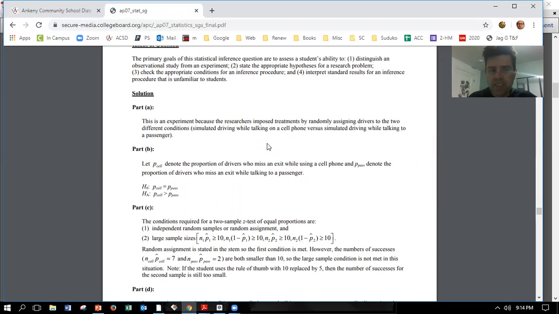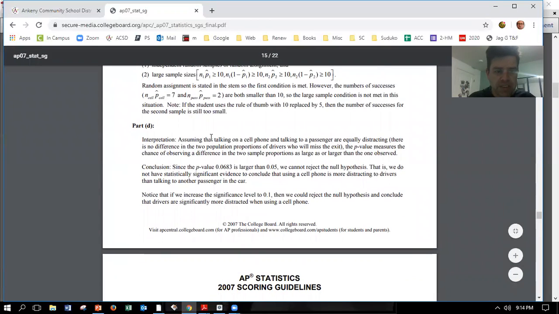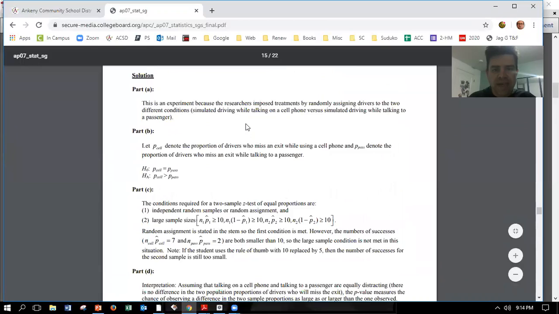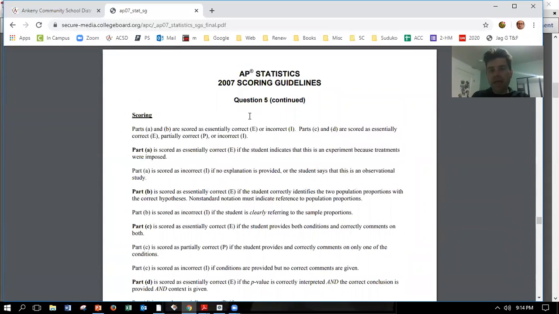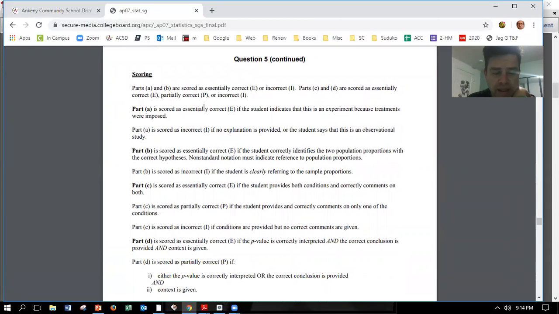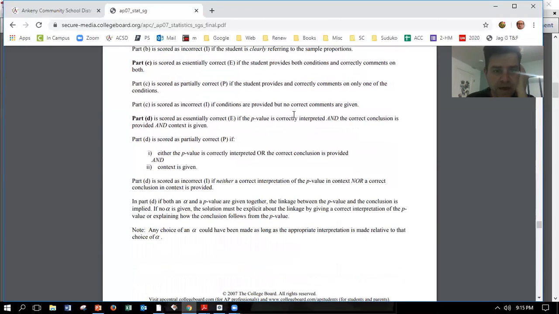We told you to diagram the experiment so you get a chance to practice. They wanted you to set up a hypothesis, check the conditions, and then run the test. You can see how they had it from general there. I think it's interesting to see what kind of points they would assign. Part A was essentially correct if it says experiment because of treatments. Wow, you have that down, you have 1 out of 4 points, already nailed. And part B was identifying 2 populations with a correct hypothesis, so just another part for hypotheses there.